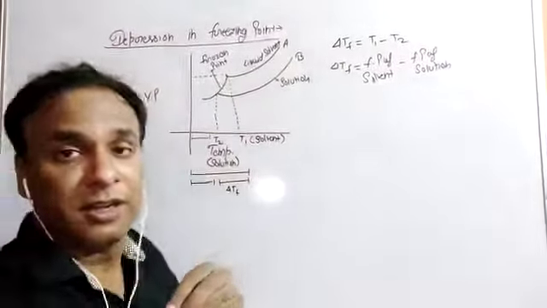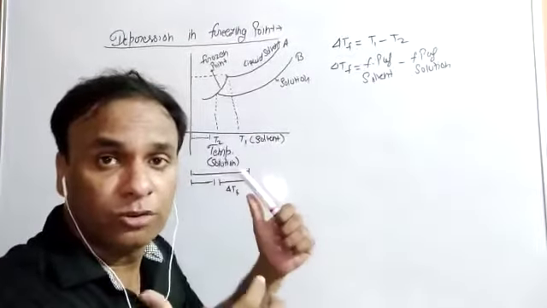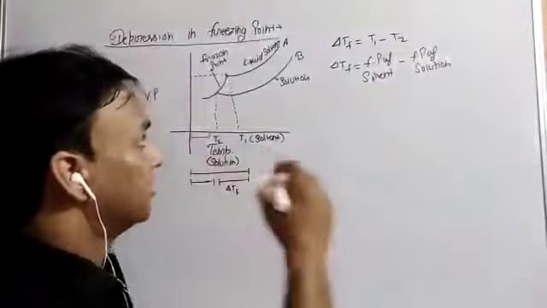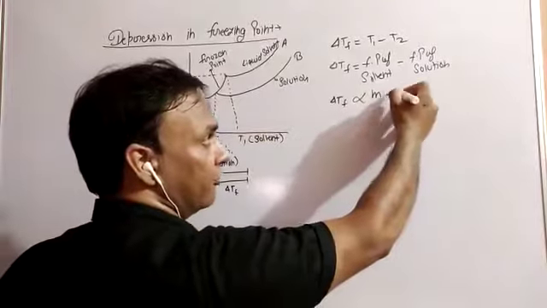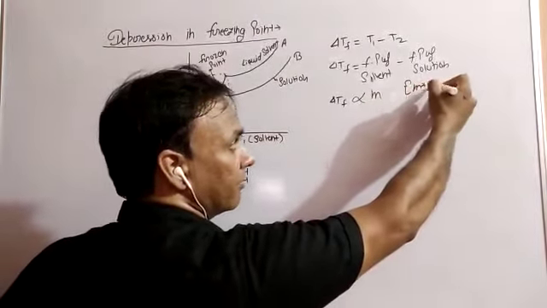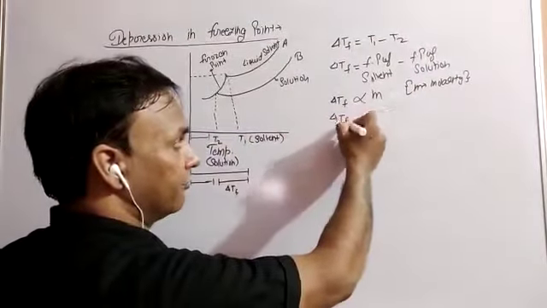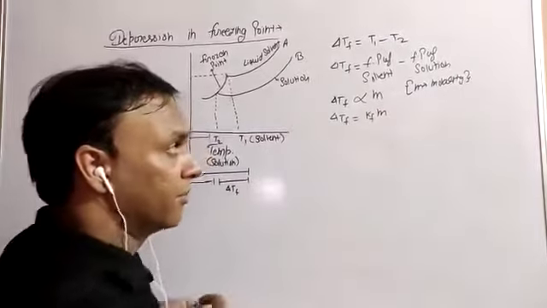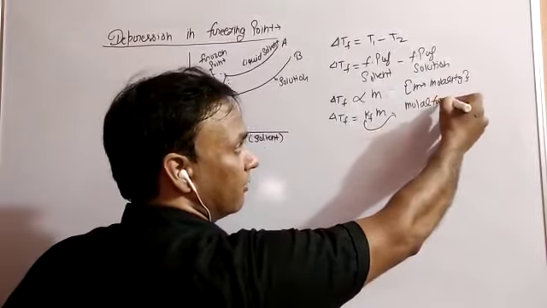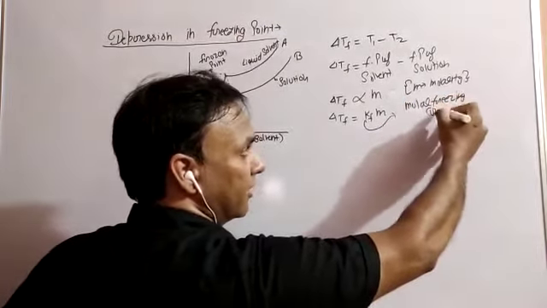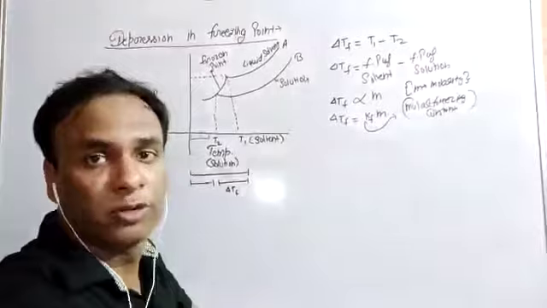Clear? Similarly, as with elevation of boiling point, depression of freezing point also depends on the molality of the solution. Means delta TF is directly proportional to molality, where m is molality. Clear? So delta TF is equal to KF into m. Here KF is called the molal freezing constant. It is also known as the cryoscopic constant. Clear?